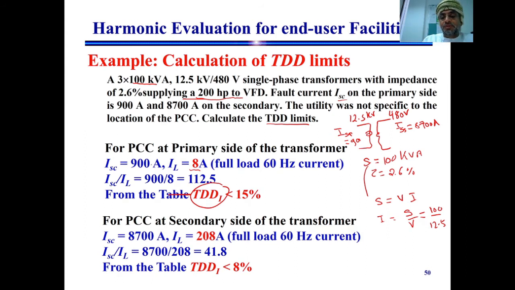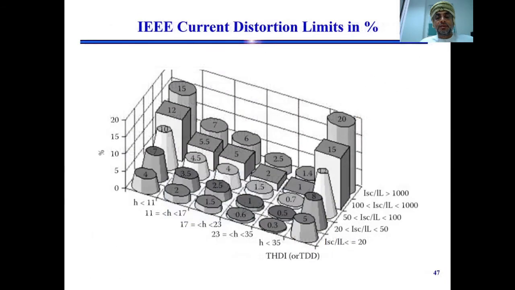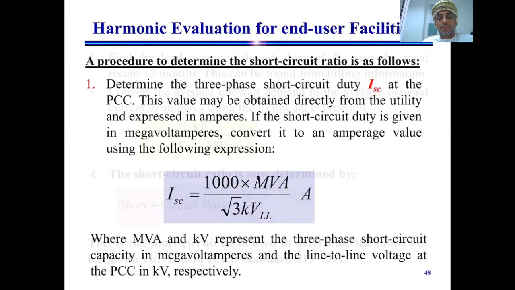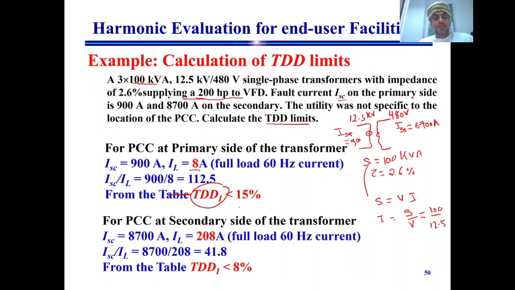So now we have the short circuit current of 900 and the load current of 8, and that should give us the ratio of 112.5. Now if we go back to the table over here, I short circuit will be in this row, because it was 112, so the total distortion will be in this row, which will be around 15. This is if we choose the point of common coupling to be on the primary side.